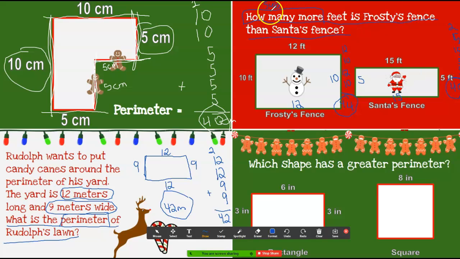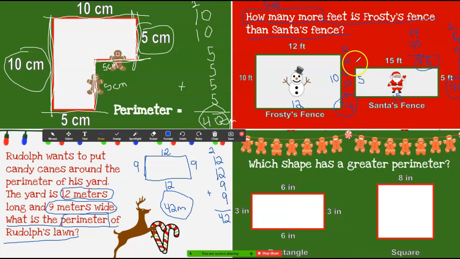Okay, but those are not my answers. It wants to know how many more feet is Frosty's fence than Santa's. So how many more means I'm subtracting 44 Frosty's to Santa's, 4. So we have 4 feet. Okay. So that was a multi-step problem. We had to figure out Frosty's, we had to figure out Santa's, and then figure out how many more Frosty's was than Santa's.